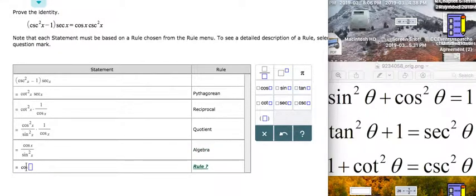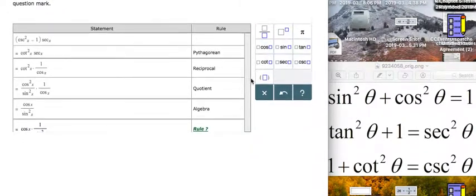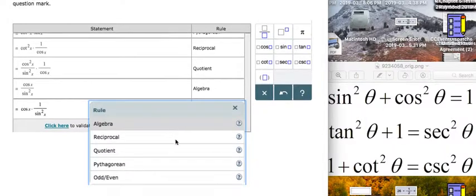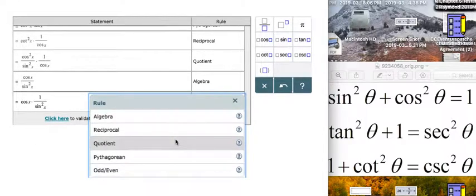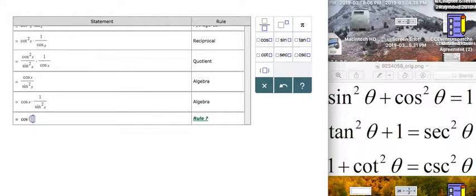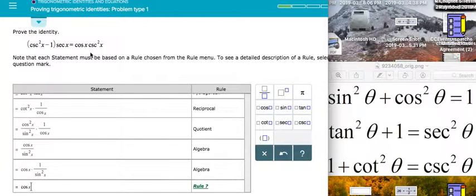And then the next step here is that cosine x times 1 over sine squared x is the same thing. This is the same as the line above, and that's really just algebra. Let me see what the rules are that we could use. That's just algebra because we rewrote the fraction. Cosine x over sine squared x is the same thing as cosine x times 1 over sine squared x. We didn't use any new trig rules, so we can just use algebra for that step. And then the final step is we wanted to have a cosecant squared.